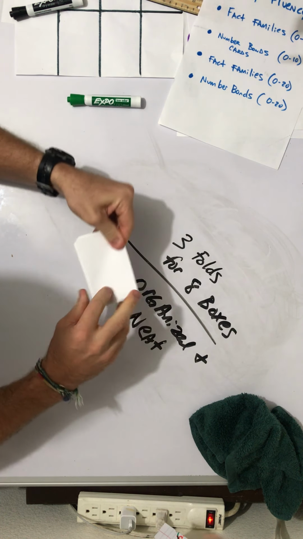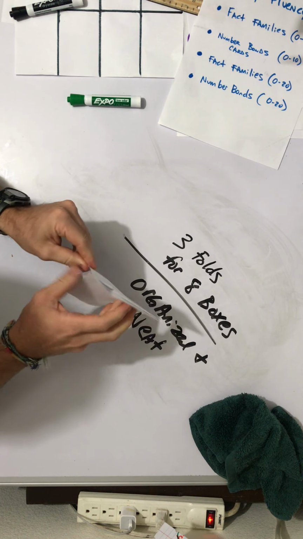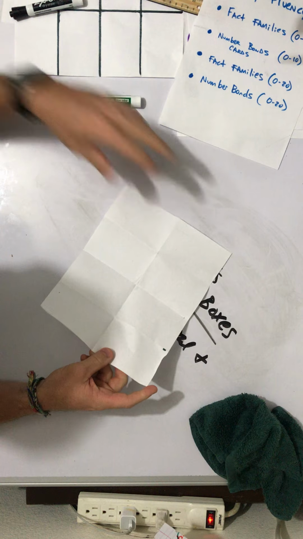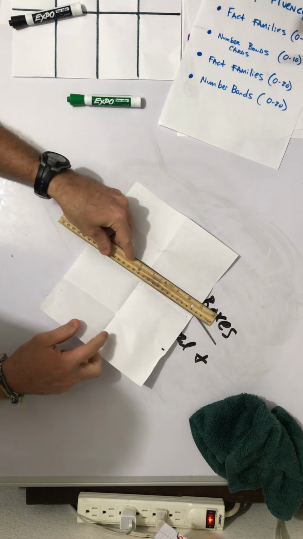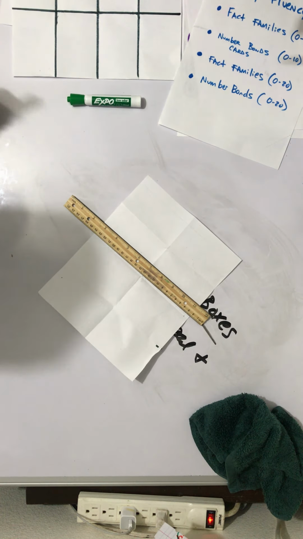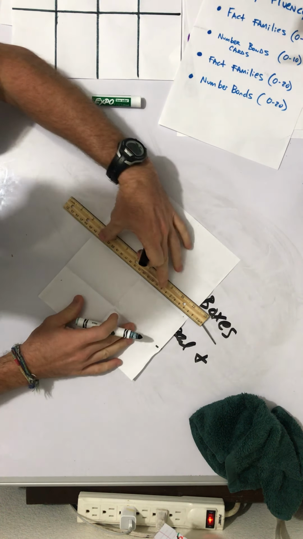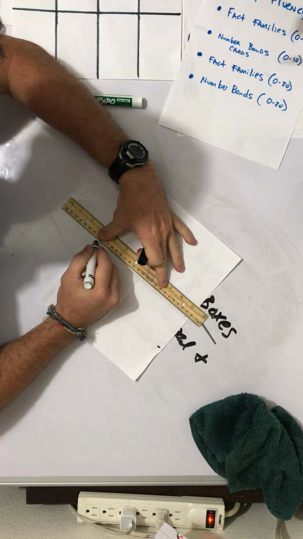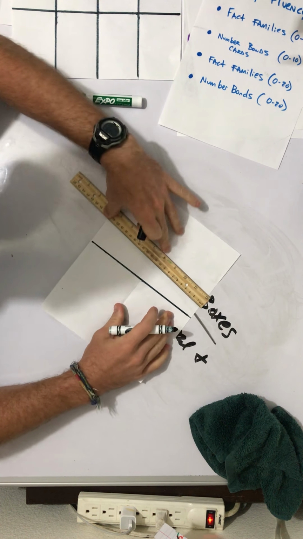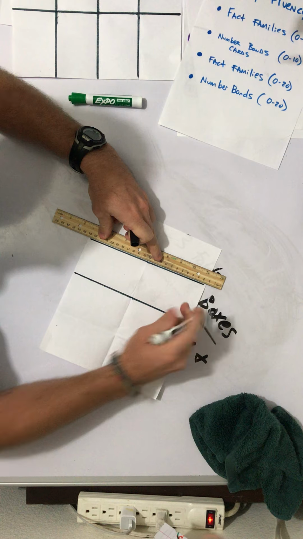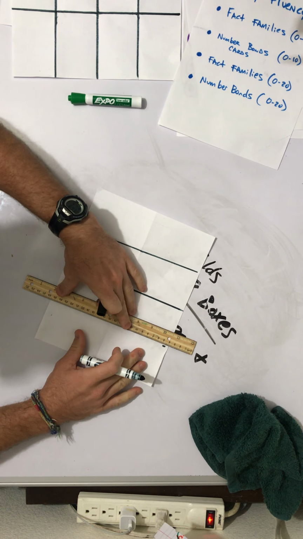Third fold, making our areas nice and neat, just like this. When we open it up, then what I'm going to do is take a ruler and reinforce those lines. So I'm going to take my ruler, just a simple way to help the kids stay neat and organized. And now we have simple boxes to work with.